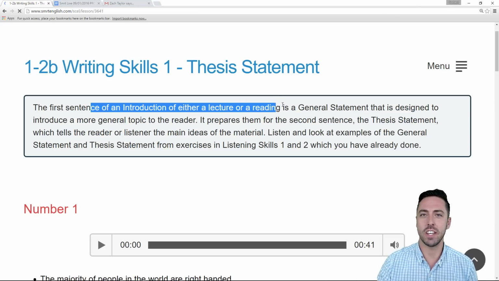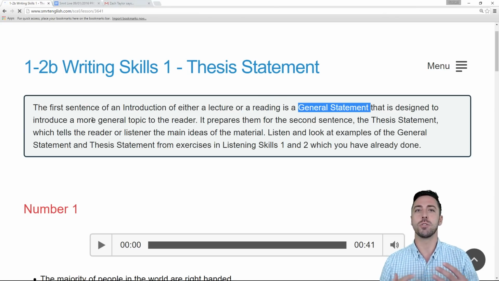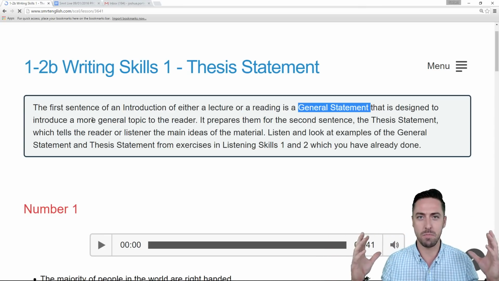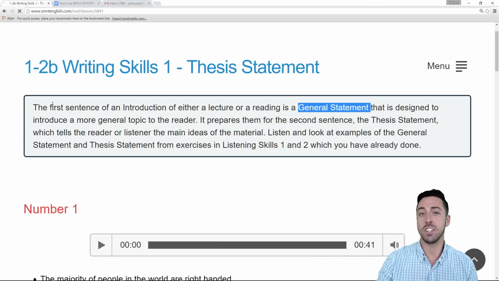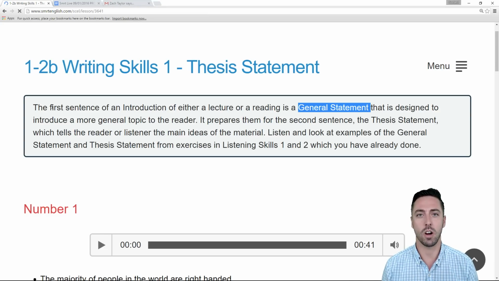So the first sentence of an introduction is a general statement that is designed to introduce the broad topic, the main idea, in general, though. The general idea. So are we talking about sports or human rights? Or are we trying to get a law passed or a law eliminated?